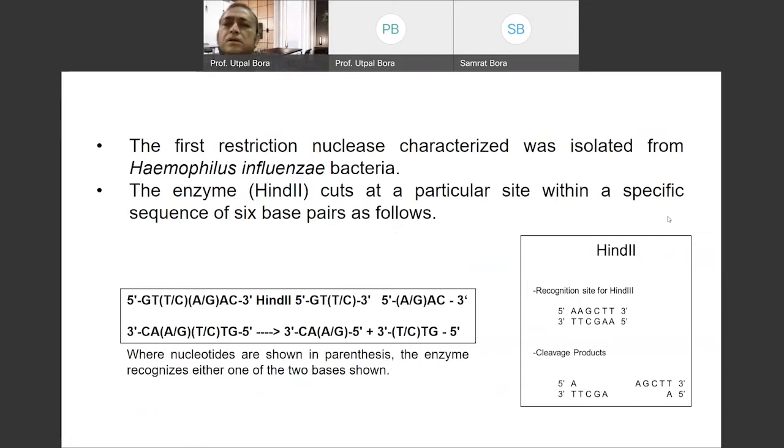So the first restriction endonuclease characterized was isolated from the bacteria Haemophilus influenzae. The enzyme HindII is written as Hind, but it's mostly pronounced as Hindi. HindII cuts at a particular site within a specific sequence of 6 base pairs as follows. So you can see the recognition site for Hind and the cleavage site, and how it cuts. The nucleotides are shown in parentheses, and the enzyme recognizes them.